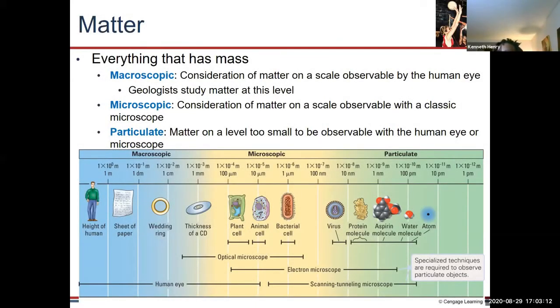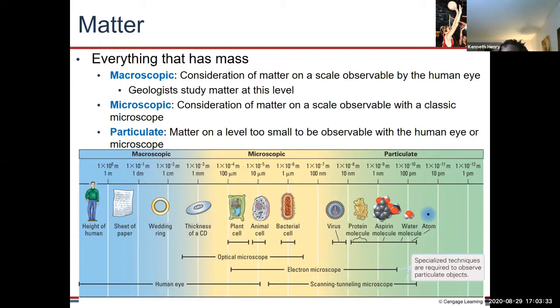So chemistry is basically the study of matter, right? And everything that has matter has mass associated with it. Okay, and so we kind of broke up matter into three major components. We have what we call the macroscopic, the microscopic, and the particulate.